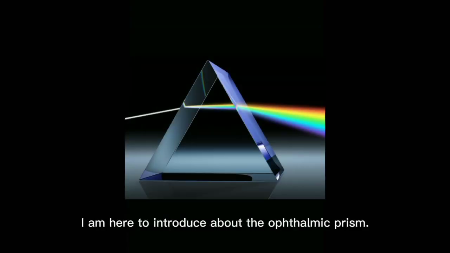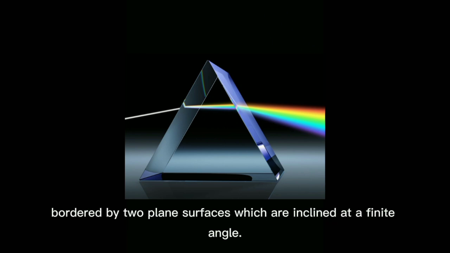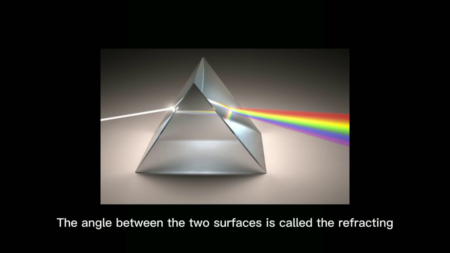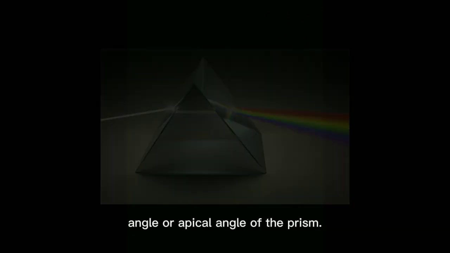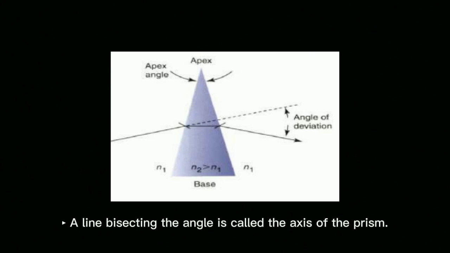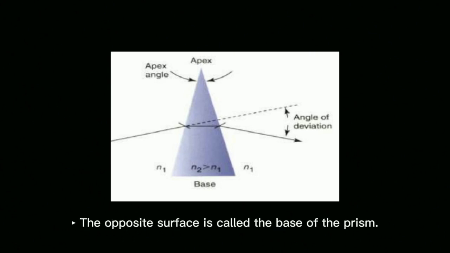I am here to introduce the ophthalmic prism, bordered by two plane surfaces which are inclined at a finite angle. The angle between the two surfaces is called the refracting angle or apical angle of the prism. A line bisecting the angle is called the axis of the prism. The opposite surface is called the base of the prism.